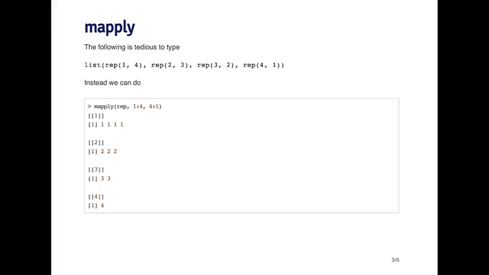I can just do mapply rep. rep is the repeat function, and it has two arguments. The first set of arguments is going to be 1 through 4, and the second set of arguments is going to be 4 through 1. You can see that in the list above, the first argument was 1, 2, 3, and 4, and the second argument was 4, 3, 2, and 1. So those are the two sets of arguments that I'm going to pass to mapply. When I do that, I get my list of 4 1s, 3 2s, 2 3s, and 1 4, just like the list that I have above. So mapply can be used to apply a function to multiple sets of arguments.